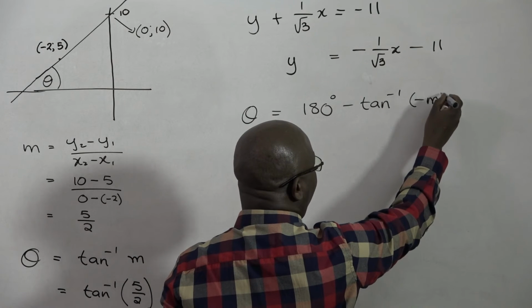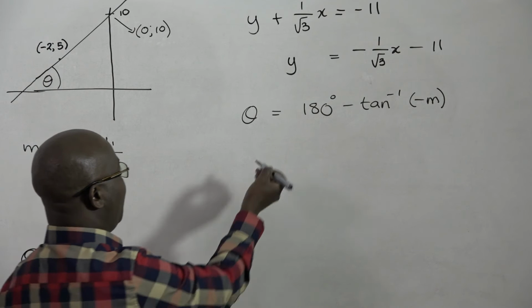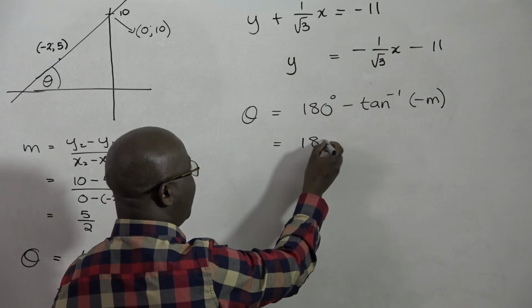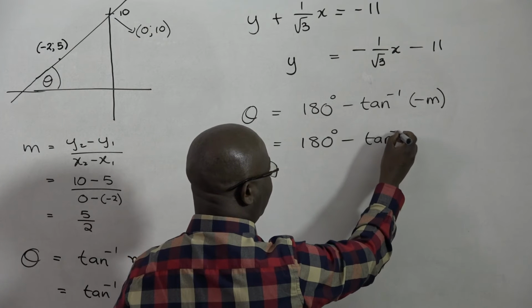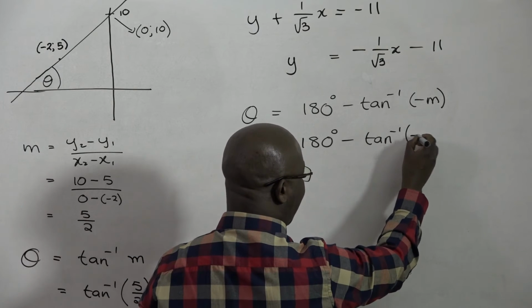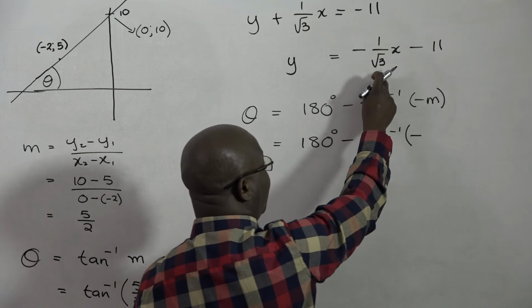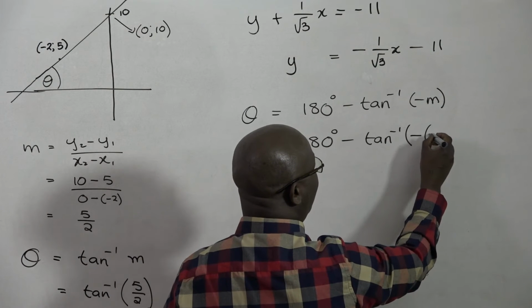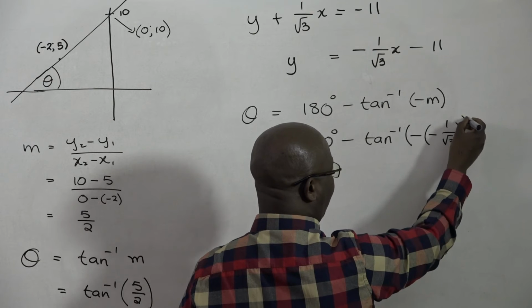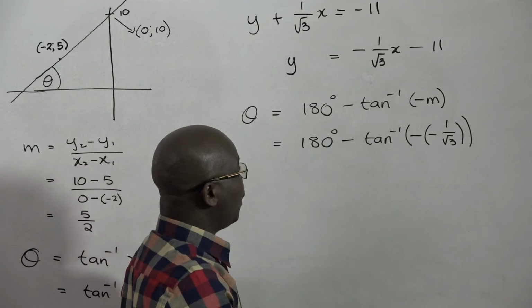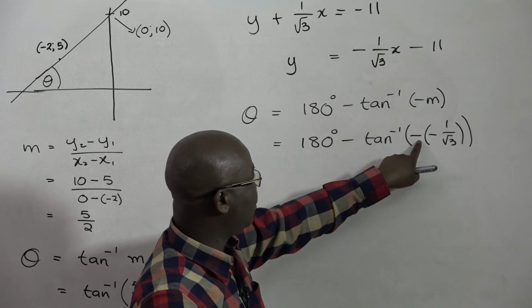Now, we need to be very careful here. Then that becomes 180 degrees minus the arctan of negative. But our m comes with its own negative, so it becomes minus 1 over root 3, and then we close the bracket. This negative sign belongs to the formula, so that's the one that we are putting there.